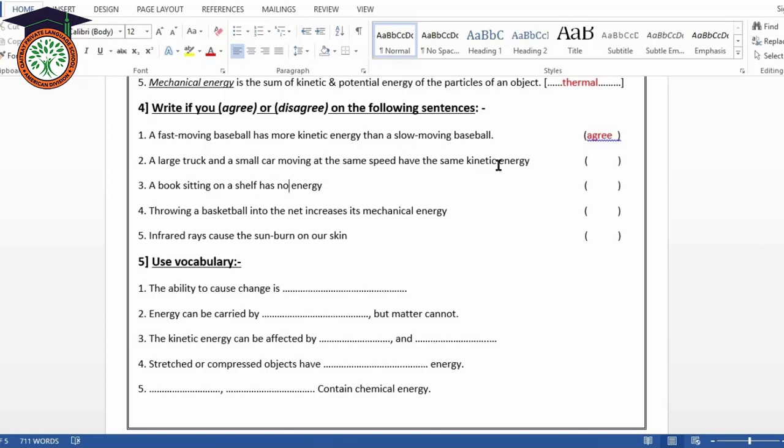Okay, so question number 2 says a large truck and a small car moving at the same speed have the same kinetic energy. We have the same speed here, but do you think that we have the same mass? No, the mass changed, so we cannot have the same kinetic energy. This is the wrong one, so I will say disagree.